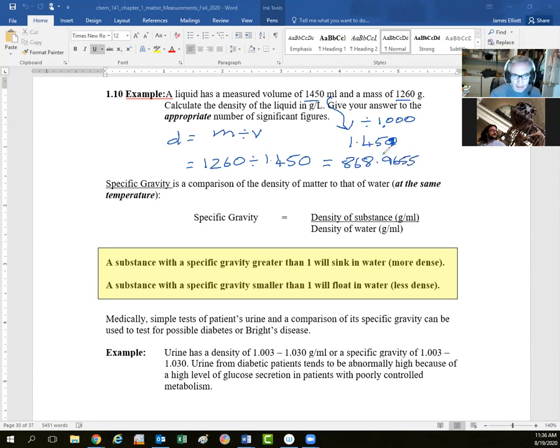And we want 3 significant figures, so there's our chop off point. First figure to be dropped is a 9, so we have to round up. So that'll be 869 grams per litre for the answer.